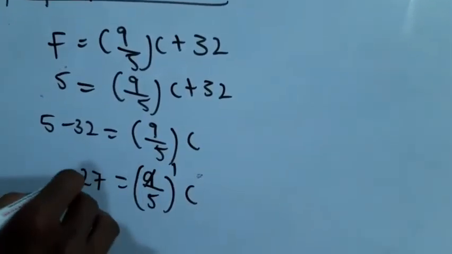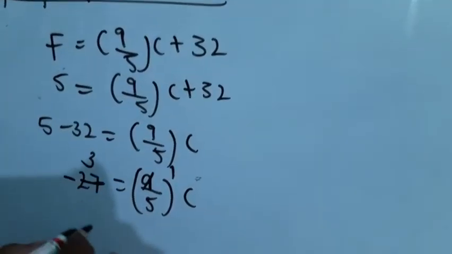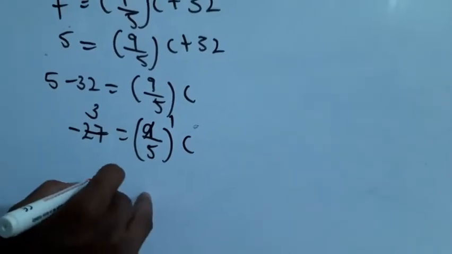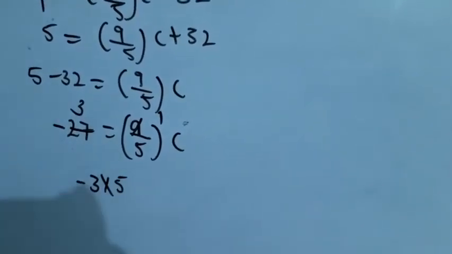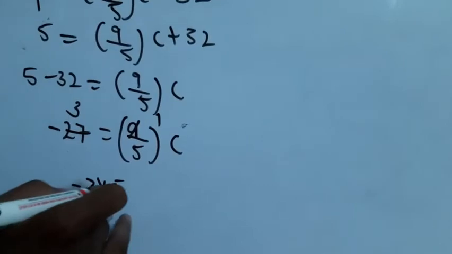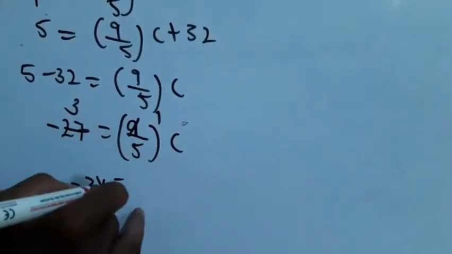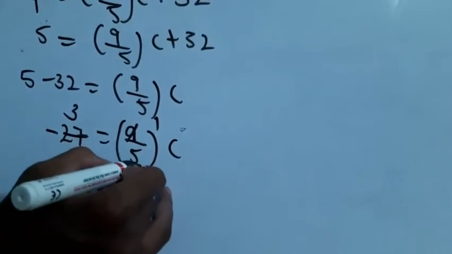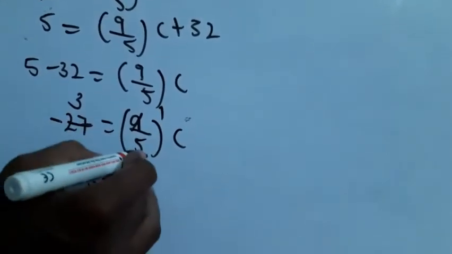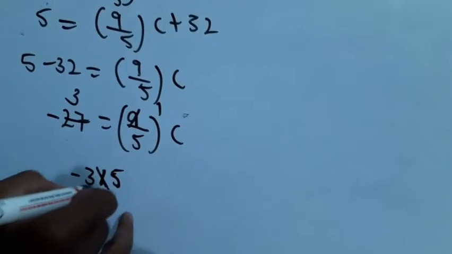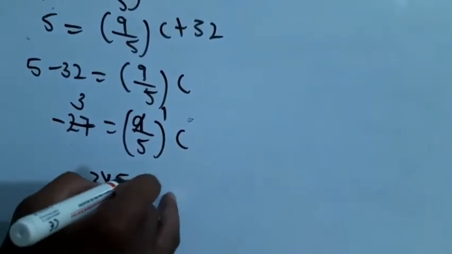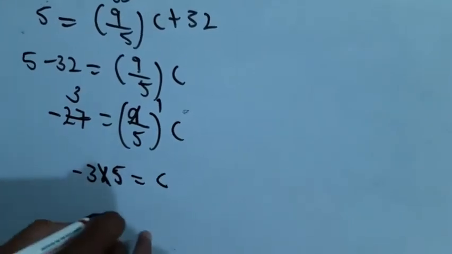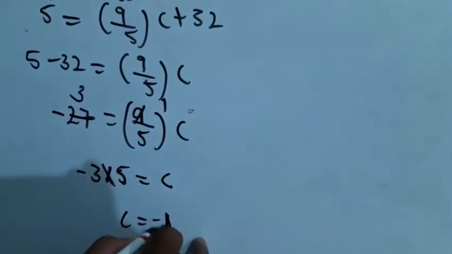9 ones are 9, 9 threes are 27. So minus 3, this 5 I'll move to the left hand side, that is into 5, the denominator goes to the numerator. Whatever is there in the denominator, if it comes to the numerator, we are going to multiply by that particular number. So minus 3 into 5 is equal to C. C is equal to minus 15 degree.